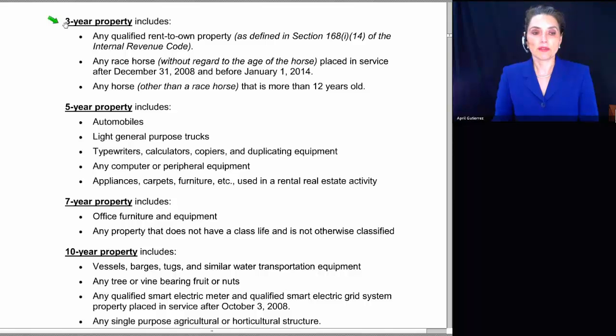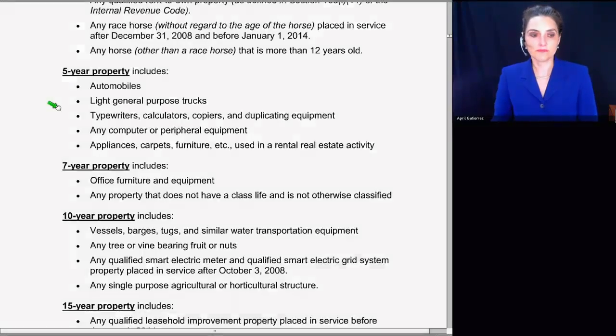Firstly, we have 3-year property, and it includes any qualified rent-to-own property. Any racehorse, without regard to the age of the horse, placed in service after December 31, 2008 and before January 1, 2014. Any horse other than a racehorse that is more than 12 years old.